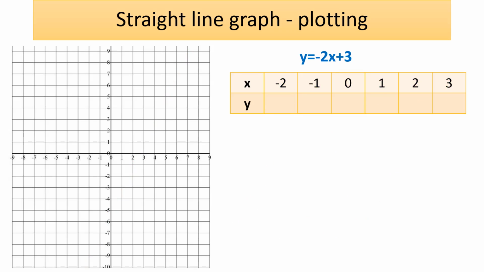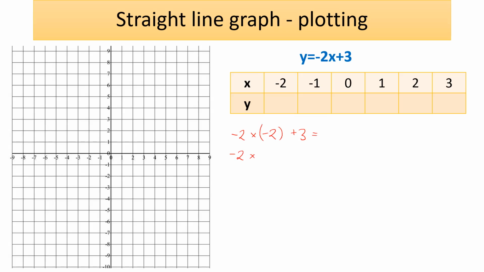In this example we've got minus 2x plus 3. So I'm going to substitute the values from my table into the equation. So that's minus 2 times minus 2, this is my first value of x, then add 3.